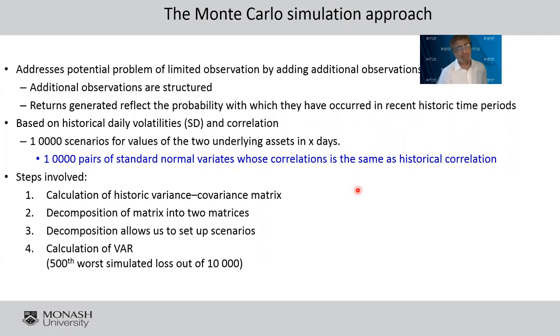And you will take the worst 500 days, which is 5%. Last time we took only the worst 25 days out of the 500. Now we will take the worst 500 days, which is actually 5% of the 10,000 observations. This is how the Monte Carlo simulation works.